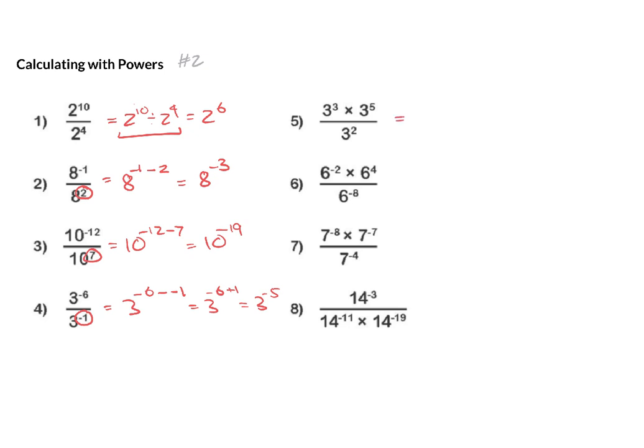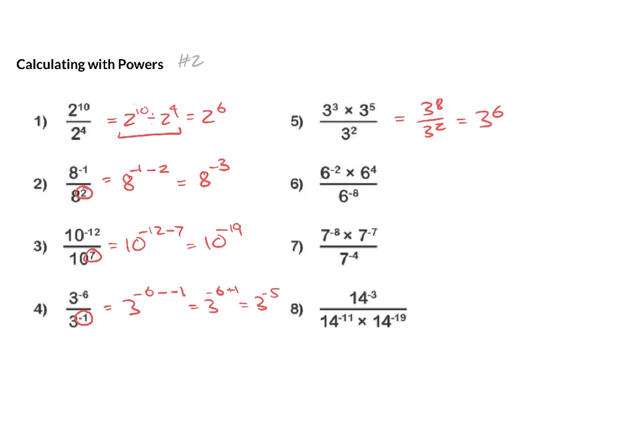So the top of my fraction is 3 to the 3 times 3 to the 5, which is 3 to the 8. So I've got 3 to the 8 over 3 to the 2. And then I take the powers away. So I've got 3 to the 8 minus 2, which is 3 to the 6. So I added these two powers, and then I took away this power.